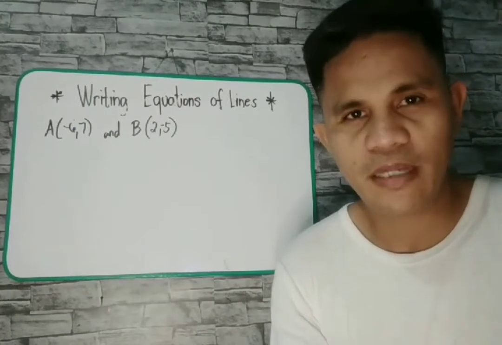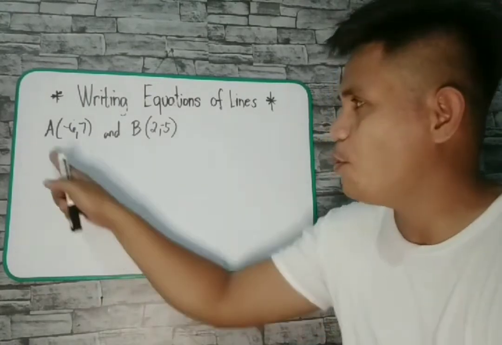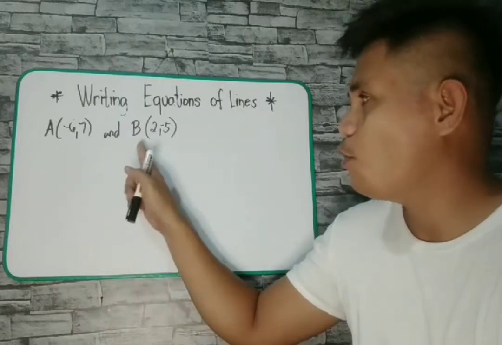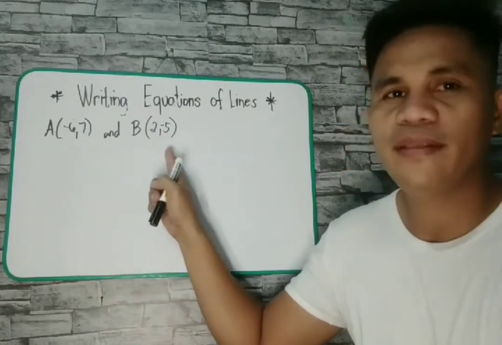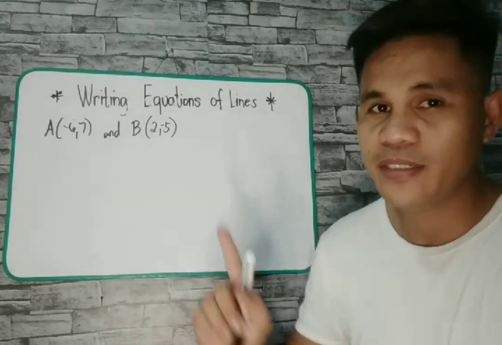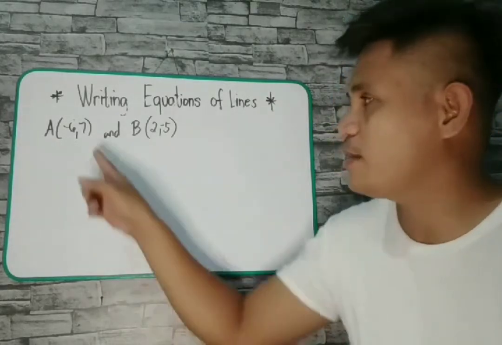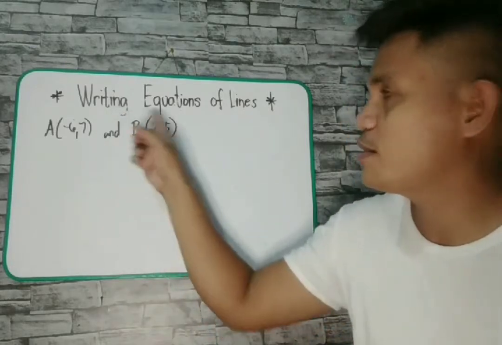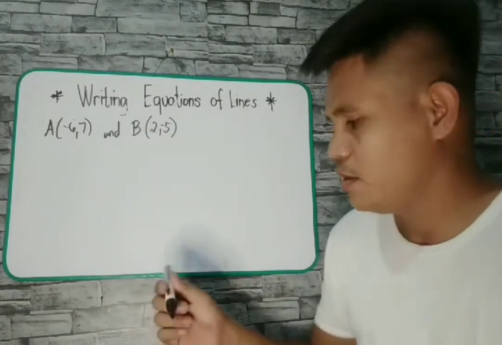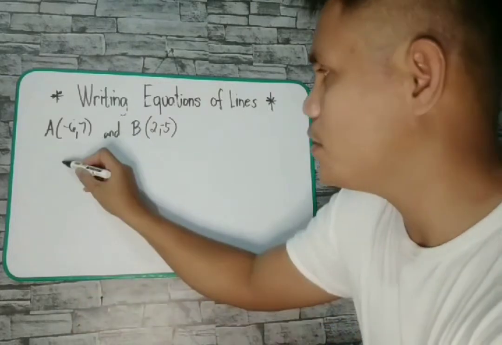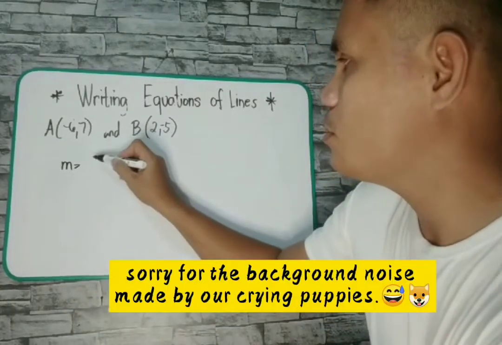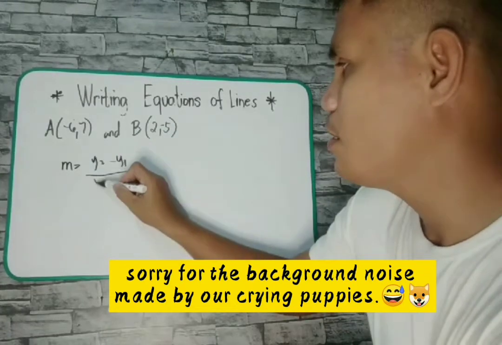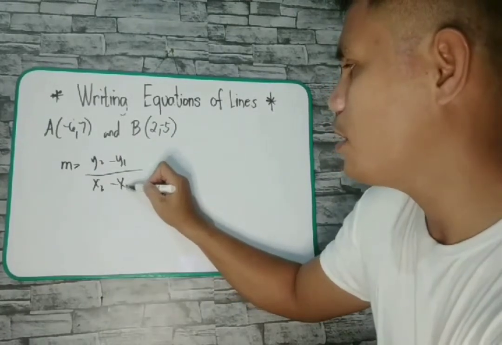Let us have more example. Suppose we have point A at negative 6, 7 and point B at positive 2, negative 5. First things first, we have to get the slope of these 2 points before we can proceed to the writing of equations of the given line. The formula for slope is m is equal to y2 minus y1 all over x2 minus x1.